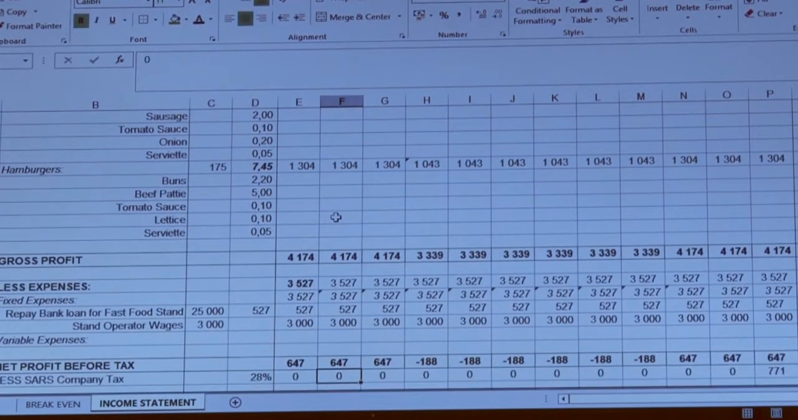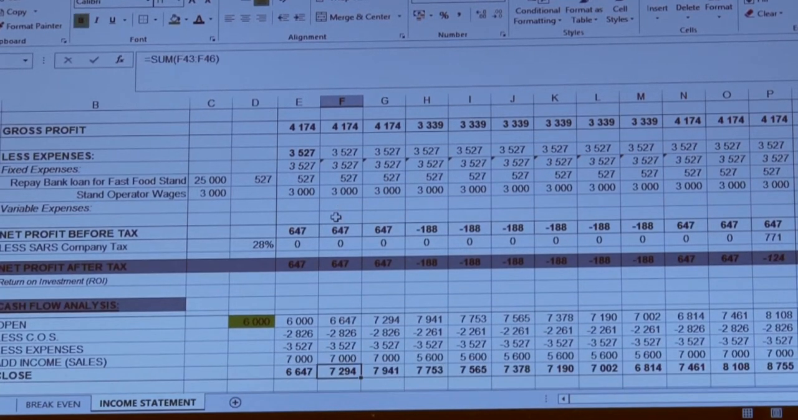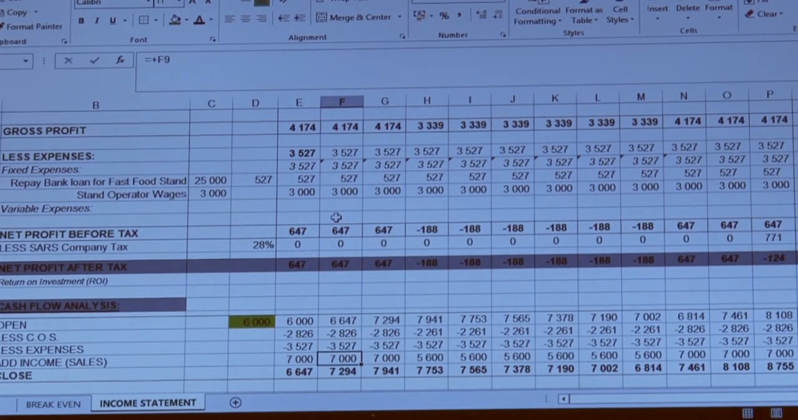And so we go. So we look at our cash flow now, and we must carry forward the closing balance of 6,647 Rand to the opening balance now of February, 6,647 Rand. Less our cost of sales, 2,826. Less our expenses, those are the fixed expenses, 3,527. Add our income to the cash flow, and we would carry across 7,294 Rand to our opening balance of March.